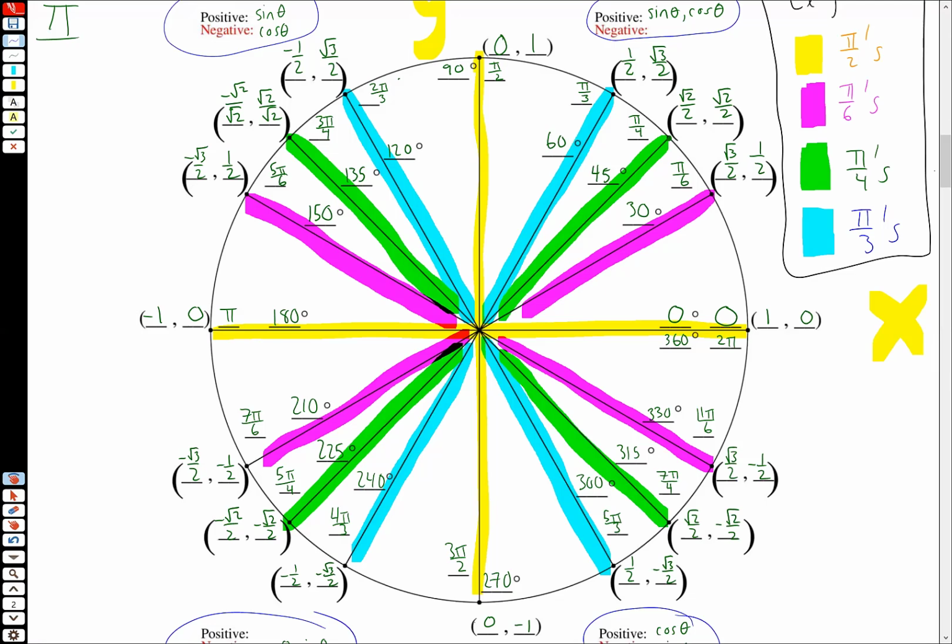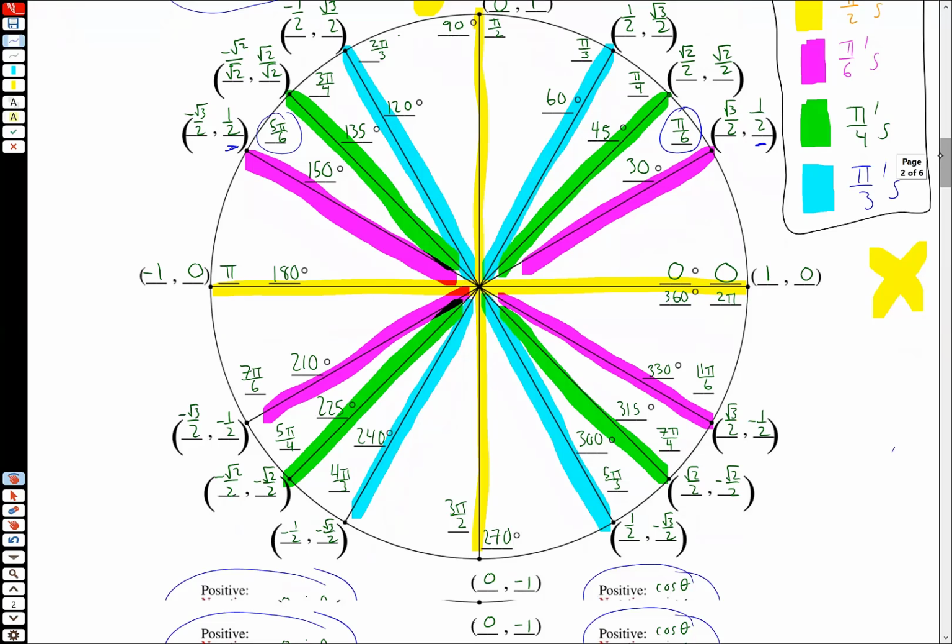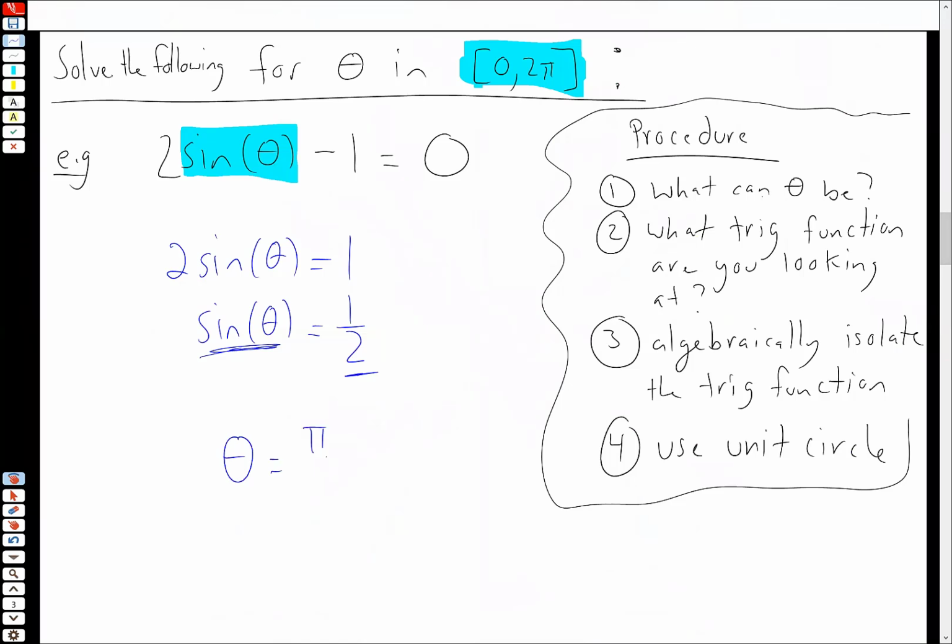So notice here, what are the angles that give us a y coordinate of 1/2? We have pi over 6 here and 5 pi over 6. And if you look at the bottom half of the unit circle, you have negative 1/2 in some of your y coordinates, so we don't want those. So our answers are going to be theta equal to pi over 6, 5 pi over 6. So this procedure that I've developed here for you guys on the right, this will work for all your trigonometric equations. However, step 3 could be more challenging in some cases, which we'll explore a little bit today.